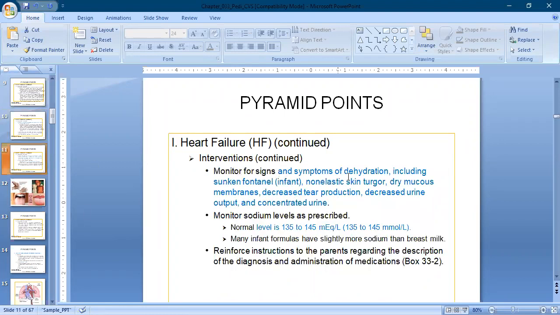Monitor the signs and symptoms of dehydration, because eliminating the excess fluid can lead to dehydration. So we must know what the signs and symptoms of dehydration are, right? The signs and symptoms of dehydration are sunken fontanelle, non-elastic skin turgor, dry mucous membrane, decreased tears, right? And also decreased urine output.